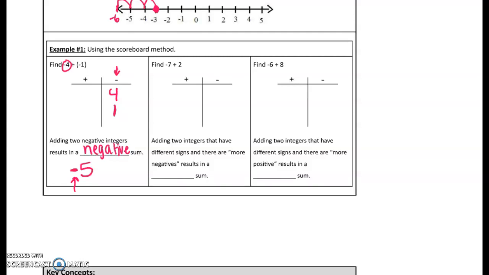So let's do another example. Find -7 plus 2. So the negative team has 7 points, and the positive team has 2 points. This kind of looks like a 9, so let's fix this. They have 7 points. So how much is the negative team winning by? 7 minus 2, so that's going to give us 5. So the negative team is winning by 5. So adding two integers that have different signs and there are more negatives gives us a negative sum.